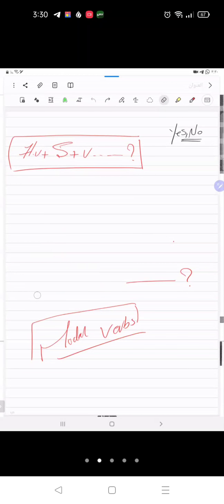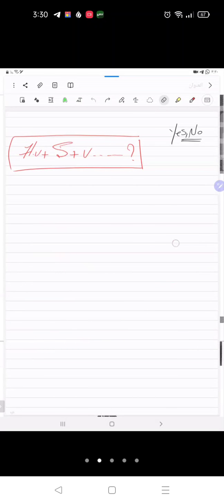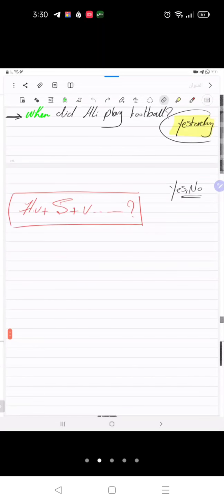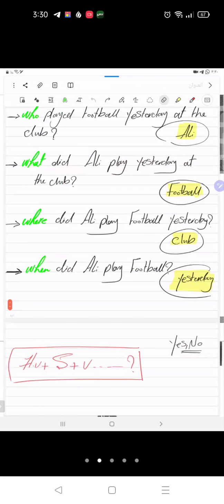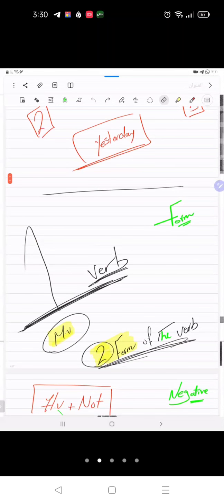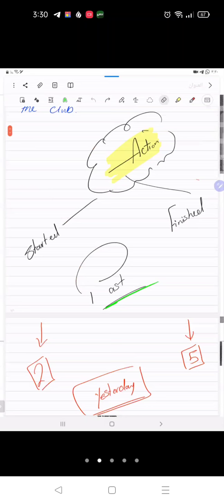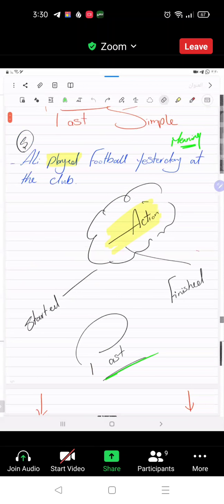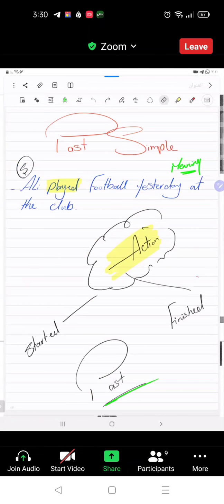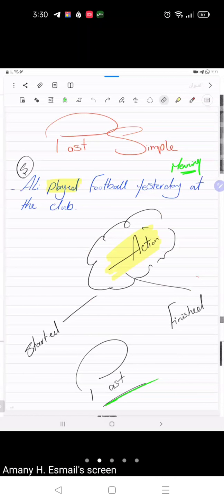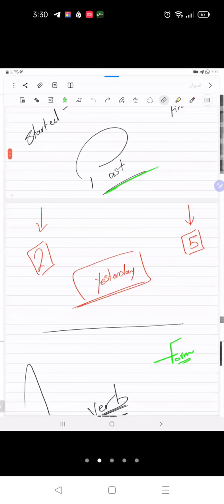Yes. Be careful about everything in the grammar. So let's move to the sentence again. Ali played football at the club yesterday. Could any one of you make a yes no question here? Yes, you could. Did Ali play football yesterday at the club? Yes, excellent.